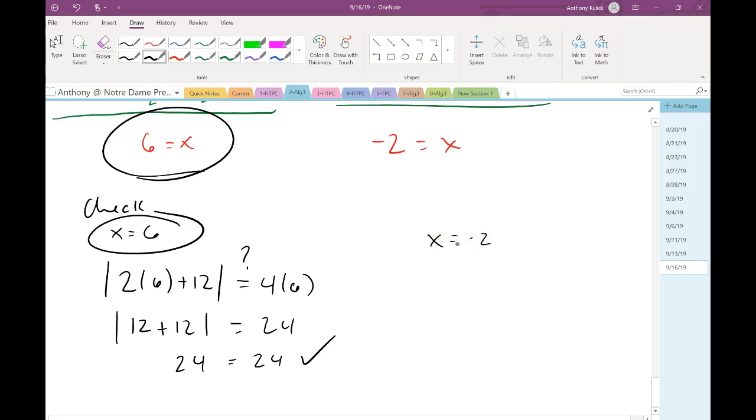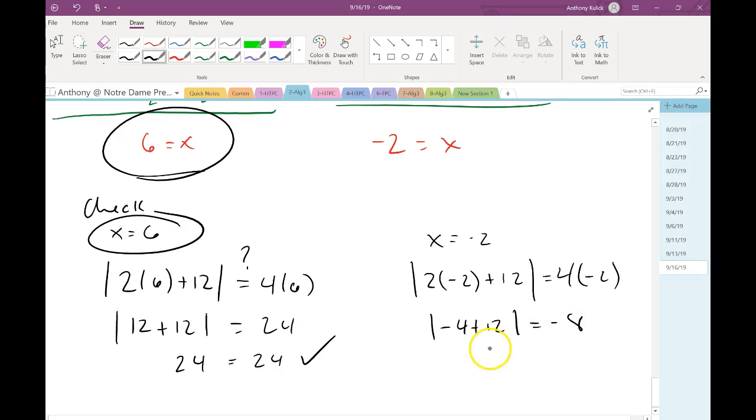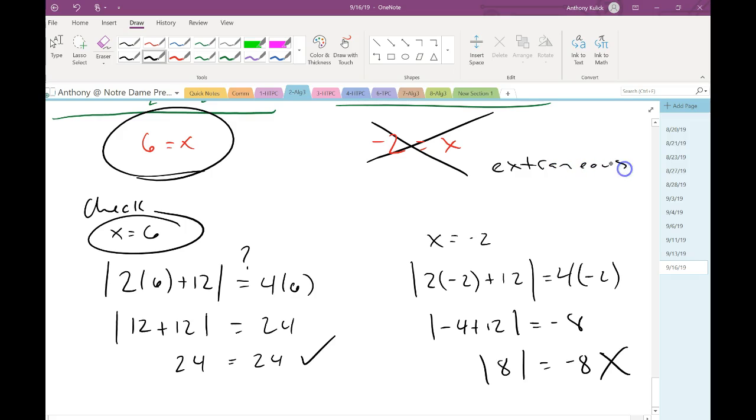Let's check the negative now. So that's -4 plus 12 equals -8. So I have 8, absolute value 8 equals -8. That's a bunch of nonsense right here, peeps. So that one is extraneous. So I'm left with only one answer, x equals 6.